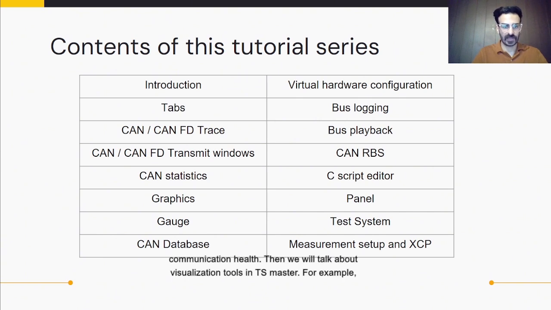Then we talk about visualization tools in TS Master, for example, graphics, gauge, and later we are going to talk about panel. It depends on the way you are going to monitor the signals. It depends on what you want to see. For example, in graphics you can see the signal over time. In gauge you can see the signal dashboard style, and in panel you can see live data capturing. All of these features are important and useful in order to analyze and detect issues.